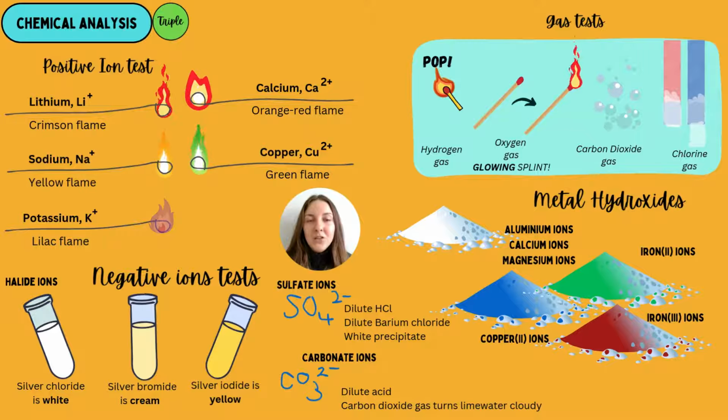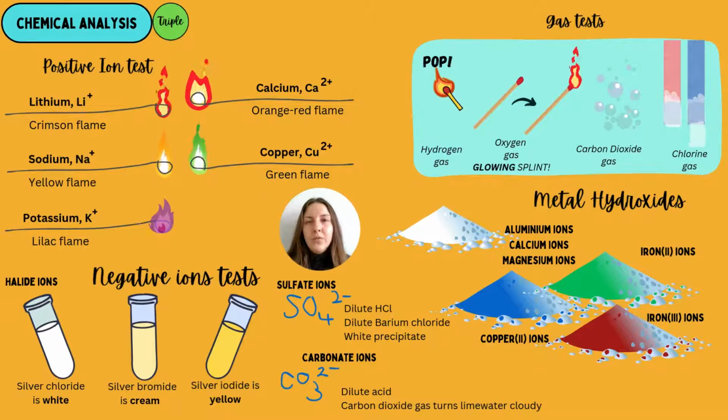Now let's talk about metal hydroxide. So we have a couple of different ones. We've got iron 2 ions that have a greenish colour to them. We've got iron 3 ions, which have a reddish colour. Copper 2 ions have a bluish colour. And we then also have aluminium, calcium, magnesium ions, which have a white colour.